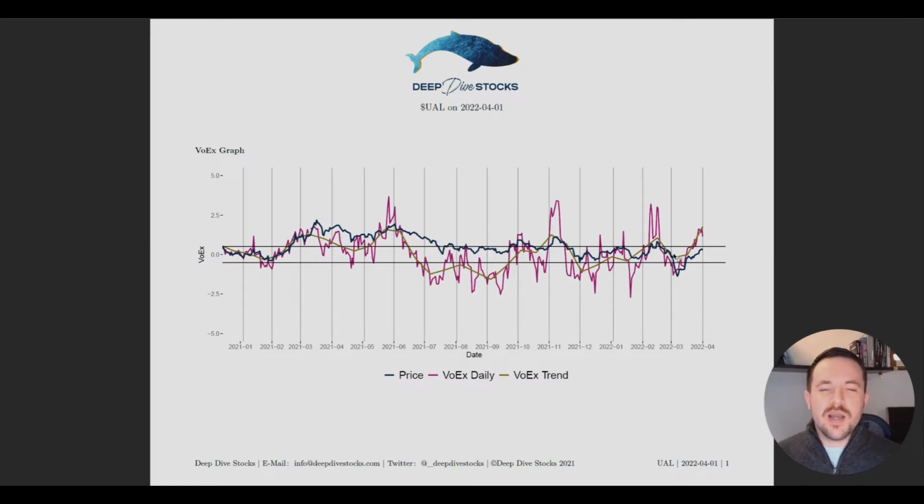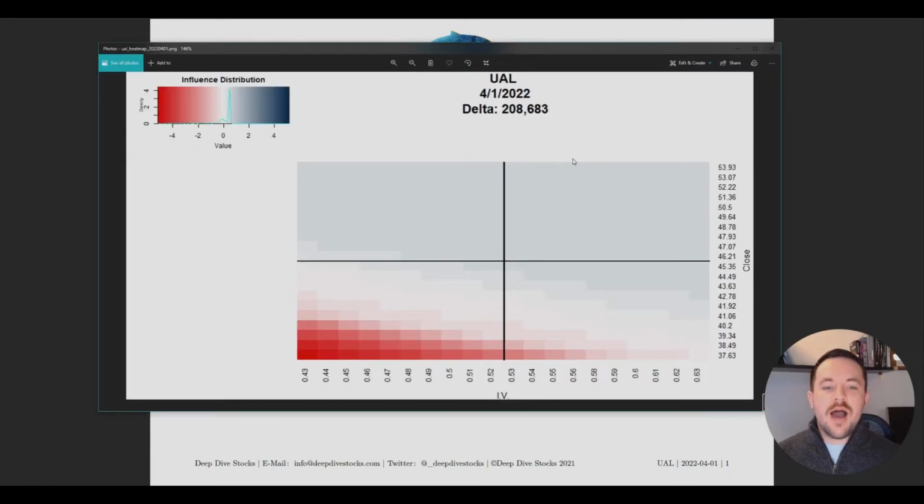What is so interesting about this stock? Well, Deep Dive has a new toy that's premiering here soon on the reports, and it is the Hedging Heat Map. And the Hedging Heat Map allows us to see how the changes in price and volatility affect the hedging forces on the market.